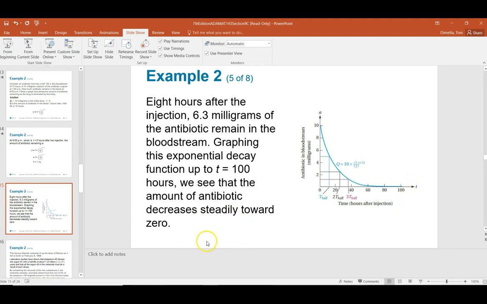If you want to find a half-life, you're going to do the same exact thing that you did for the doubling, except instead of having log of 2 up on the top, we're going to have a log of 1/2. So it will look something like this.